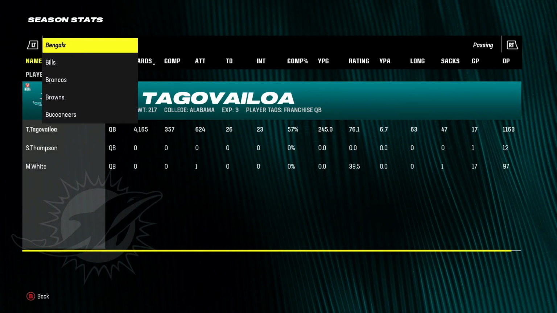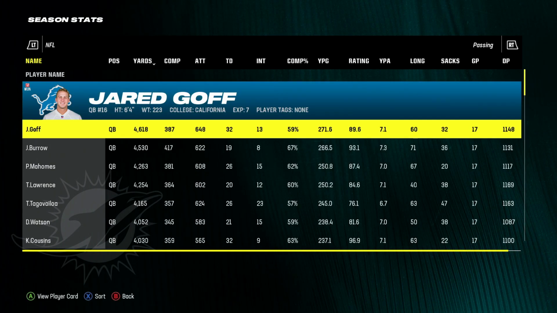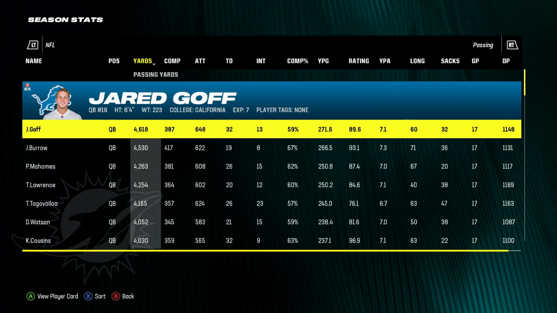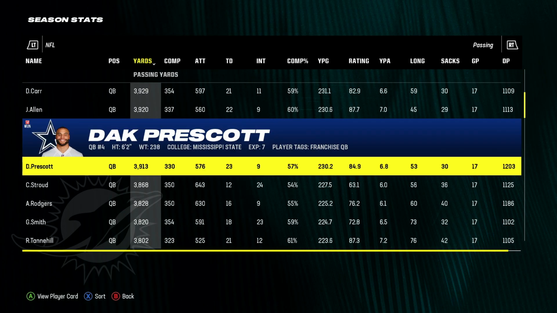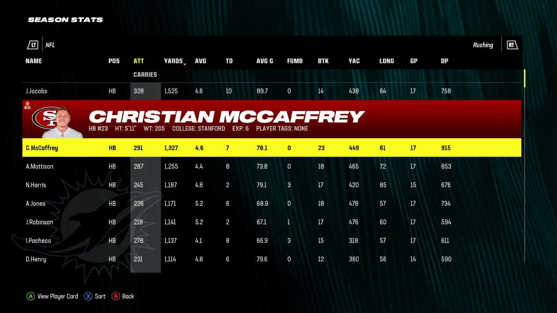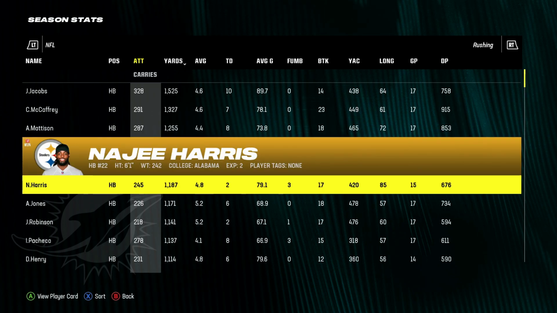So, let's go up to NFL. And let's go here. Okay, so Jared Goff led the NFL. Joe Burrow, Patrick Mahomes, Trevor Lawrence, okay. Josh Jacobs, Christian McCaffrey, Alexander Madison, okay. He's on the Raiders now.